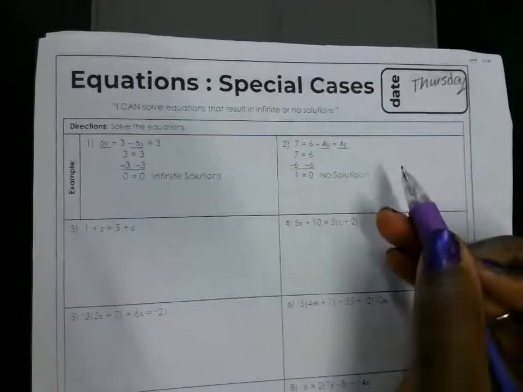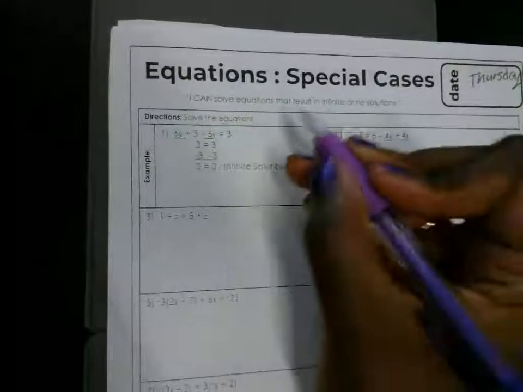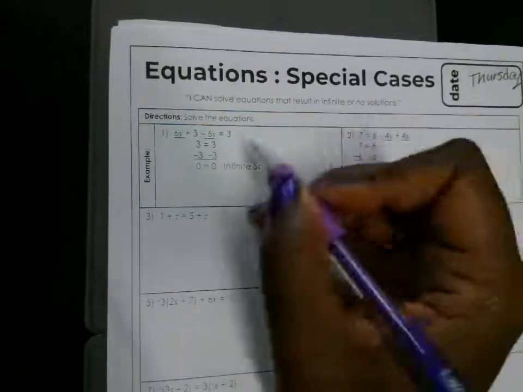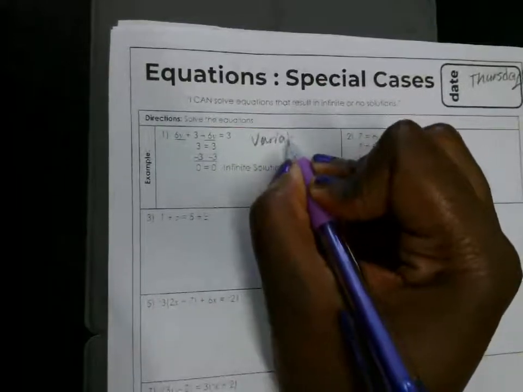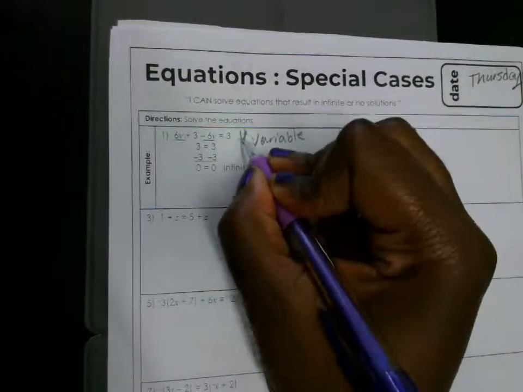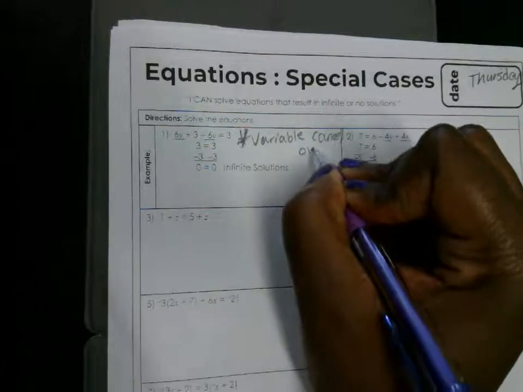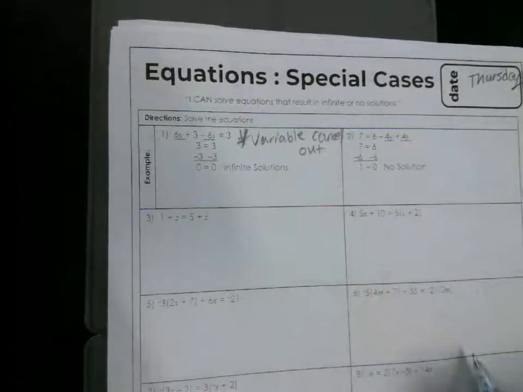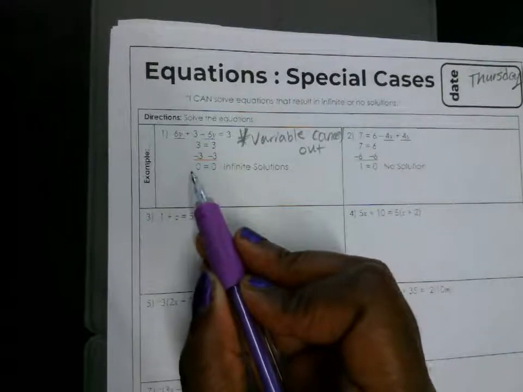All right, when you're solving an equation, the variables cancel out. You subtract, you add them, and they cancel out. Variables cancel out, please write this in. And all you're left with is numbers. All you have is numbers.